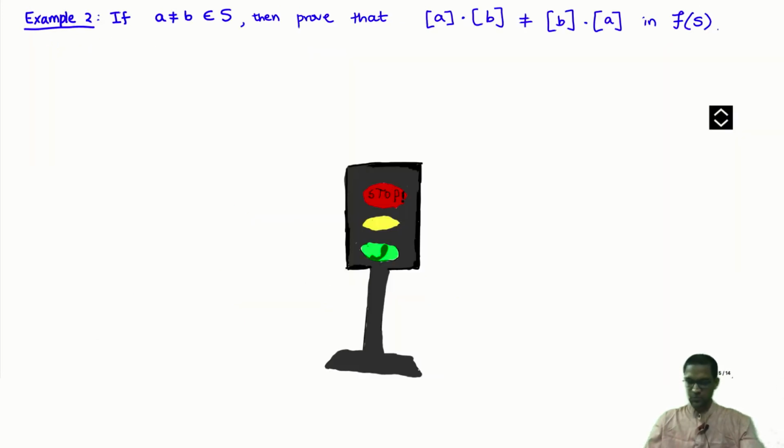Okay, so let's move on to the second example. So here's the question. If I have two elements of S which are unequal, then prove that in the free group the product AB is not the same as the product BA. I hope the question is clear. If you take two elements of S which are not equal, then the corresponding elements in the free group, the equivalence classes of A and B, do not commute with each other.